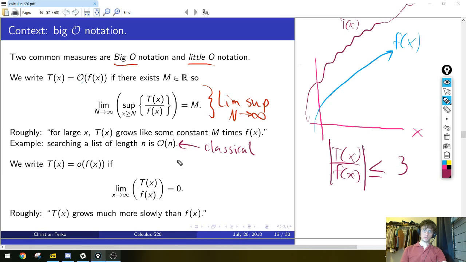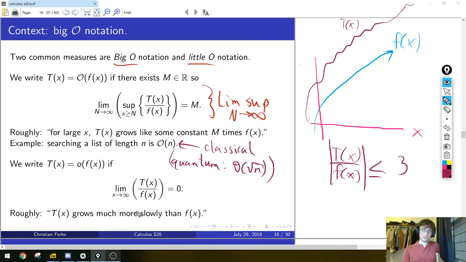On a quantum computer, you can actually get square root of n, which is very surprising. You can get big O of root n, which is weird. You double the length of the list and you don't even have to look at twice as many elements. You only have to look at square root of 2 as many, which is very weird. So that's big O.